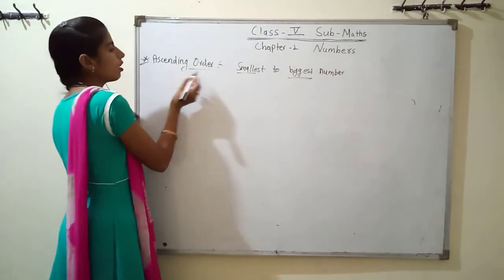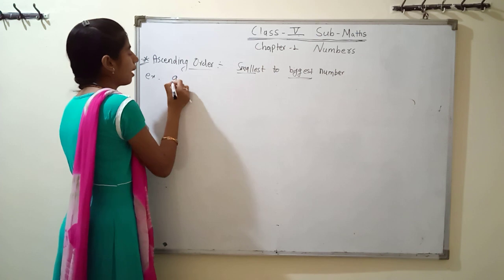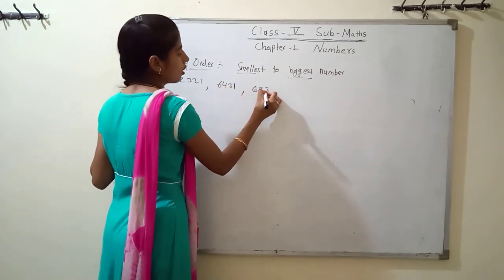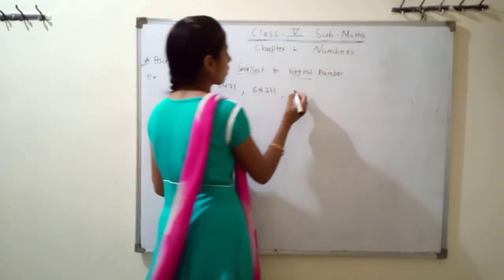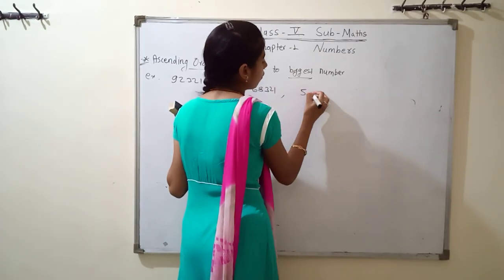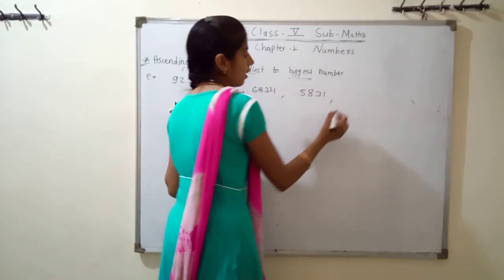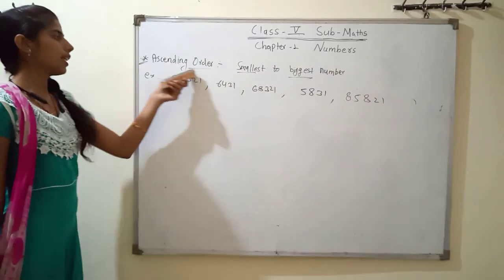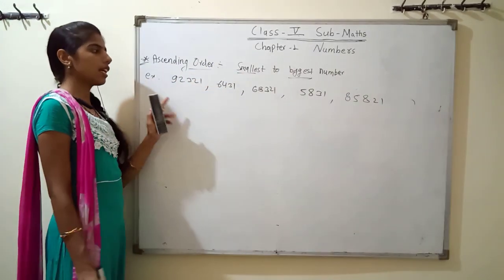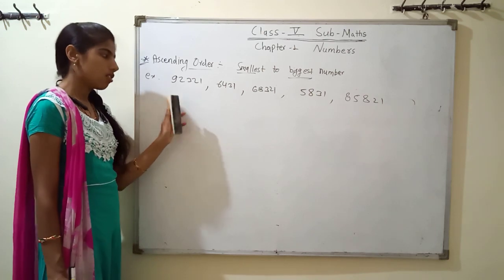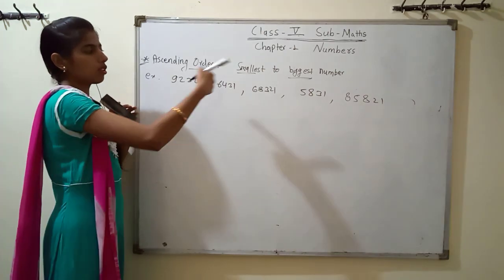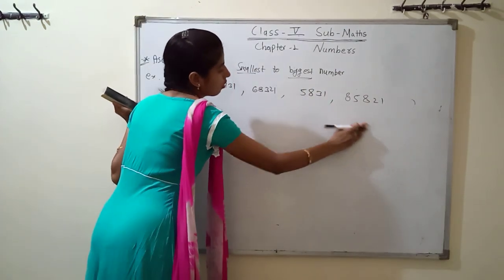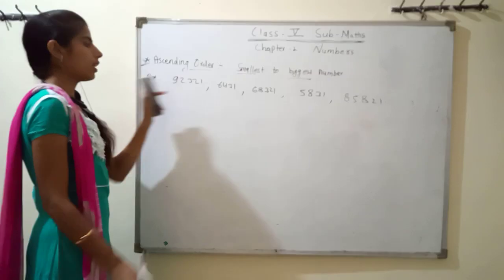If I write here five numbers, for example 92321, 6431, 68321, and next number is 5831. Then next is 85821. Now you can see ascending means smallest to biggest. First we write the smallest number, then small, then bigger, like that, and your last number is the biggest number.